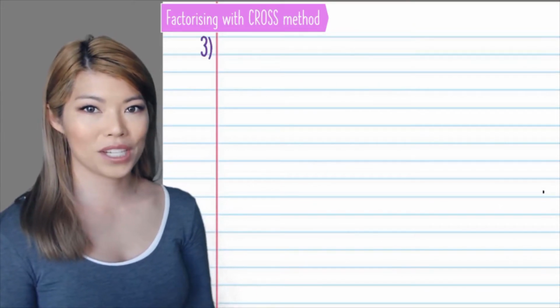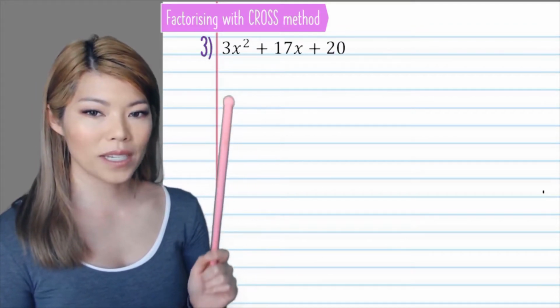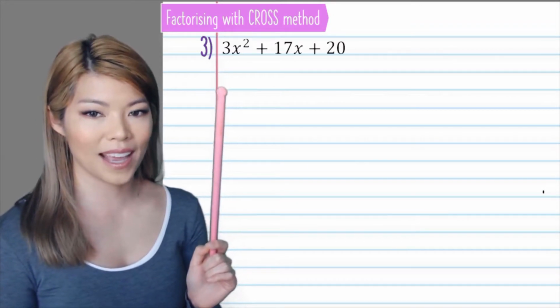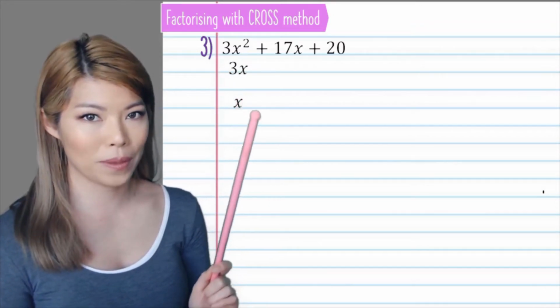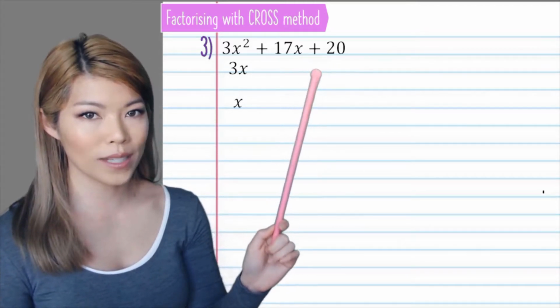Let's try another question. 3x squared plus 17x plus 20. Think of what times what gives us 3x squared. 3x times x. Doesn't matter which order you put them in. Now 20, what times what gives us 20?